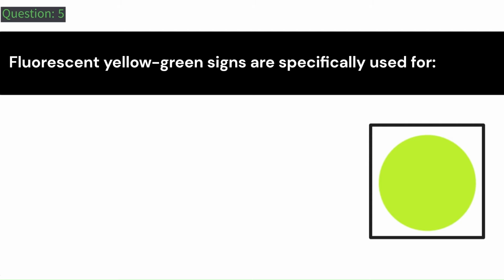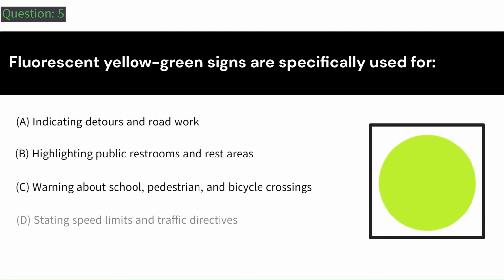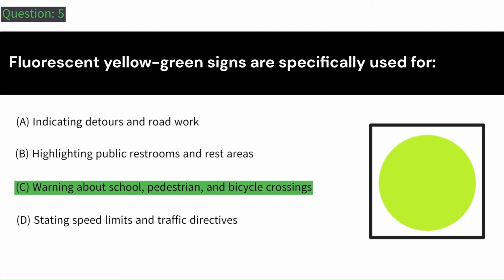Fluorescent yellow-green signs are specifically used for: A. Indicating detours and road work. B. Highlighting public restrooms and rest areas. C. Warning about school, pedestrian, and bicycle crossings. D. Stating speed limits and traffic directives. Answer: C. Warning about school, pedestrian, and bicycle crossings.